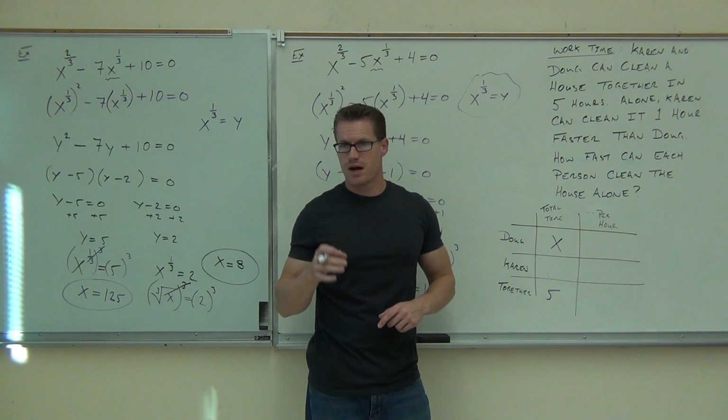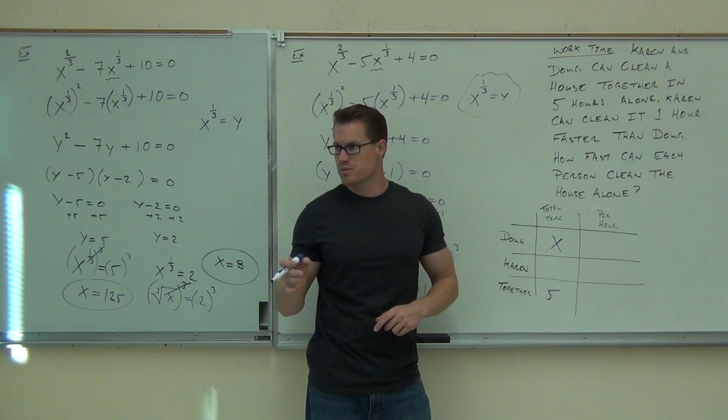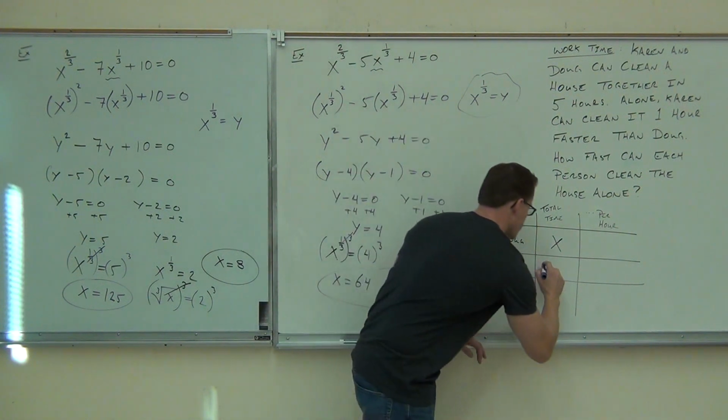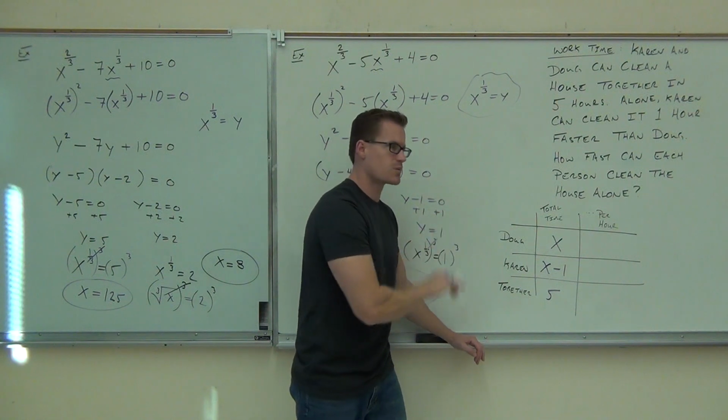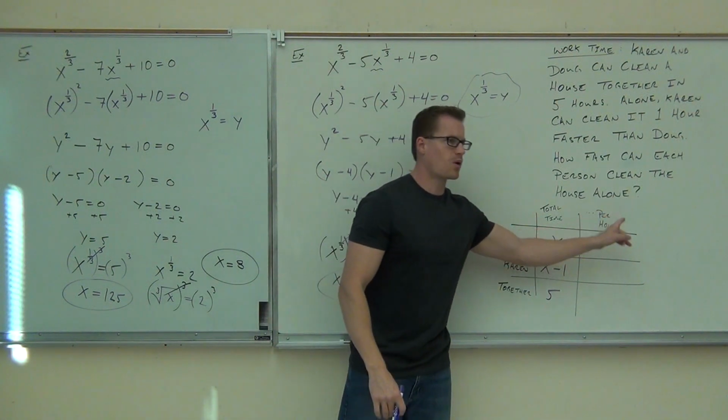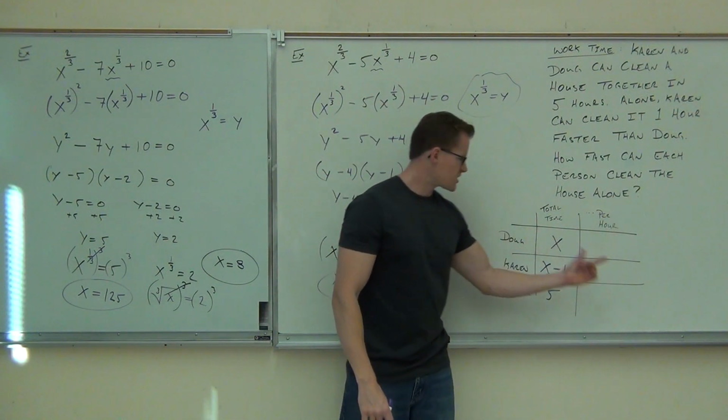Oh, okay. If it takes Doug 5 hours, it takes her 4 hours. Not plus one, that would be 6 hours. X minus one. Are you with me on that? So understand the problem. Now, this was the key part for you. This is pretty easy to grasp.